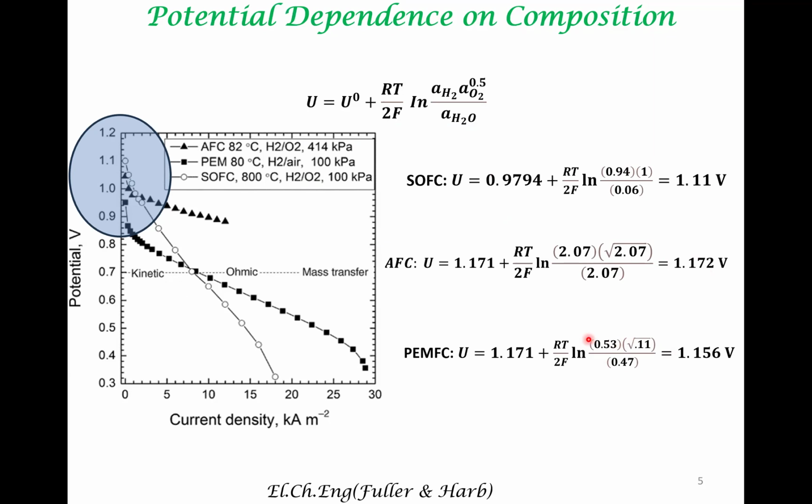So the main take home message is there are two main reasons for the variation of open circuit potential between different fuel cells. The first variation is temperature. The second reason for variation in open circuit potential is the composition. Between these two parameters, temperature and composition, we can rationalize the behavior when the current is not drawn, or the open circuit potential.